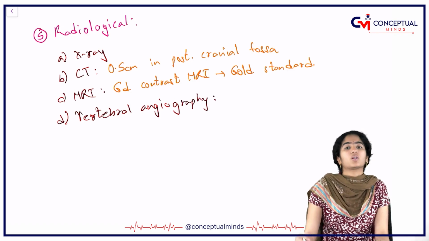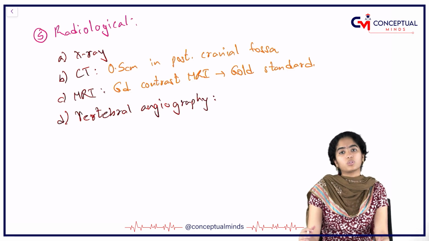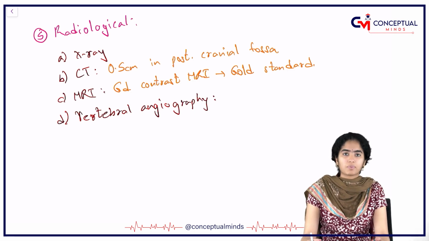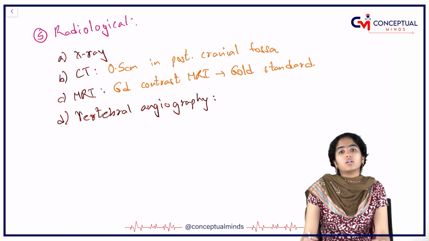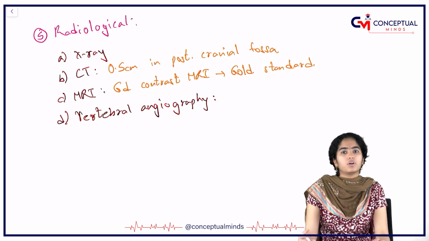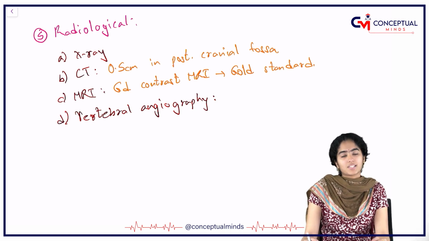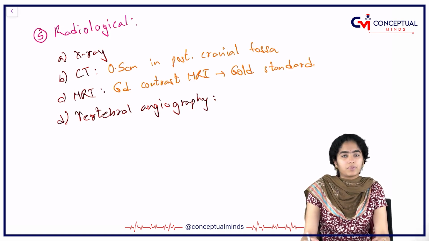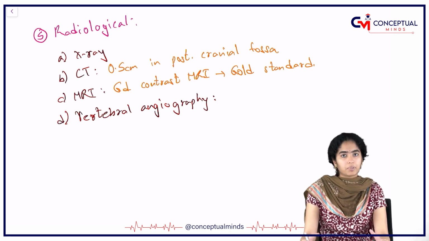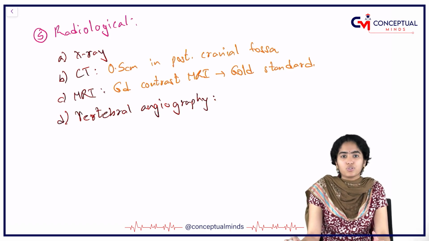Now, in cerebellopontine angle, although acoustic neuroma is the most common tumor, it's also possible that some other tumors are present. To exactly diagnose acoustic neuroma, we need to do a vertebral angiography. Some cysts could be present, metastasis could be there, or some other tumors in that area could be present. So for that purpose, we have to do a vertebral angiography.